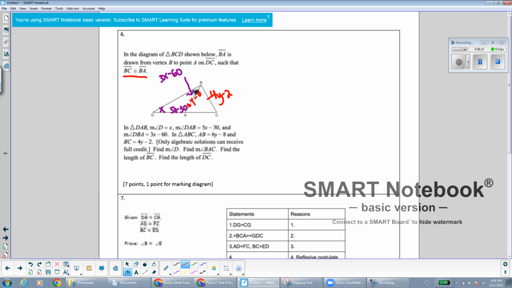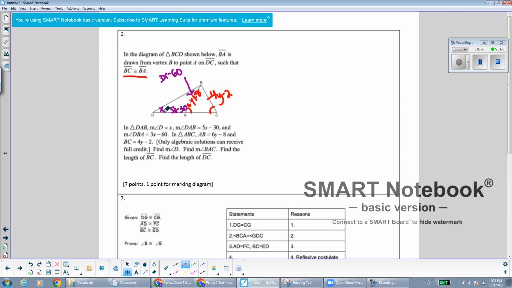That's important. If a triangle has two congruent sides, we know the angles opposite those sides are also congruent. So across from this congruent side is angle C. Across from this congruent side is angle BAC. So ultimately, these two angles are going to be the same as each other because this is an isosceles triangle.